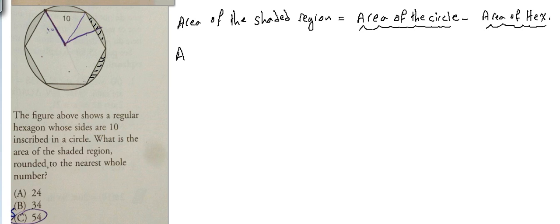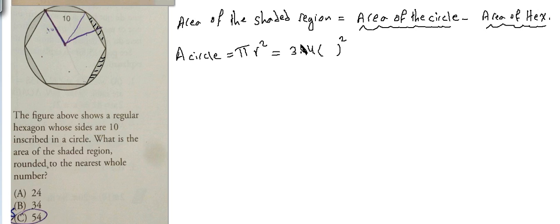First, the area of the circle. What is the area of the circle? The area of the circle is equal to pi r squared. I know that pi is approximately 3.14, it's 3.14159, etc., multiplied by the radius squared. How much is the radius of the circle?